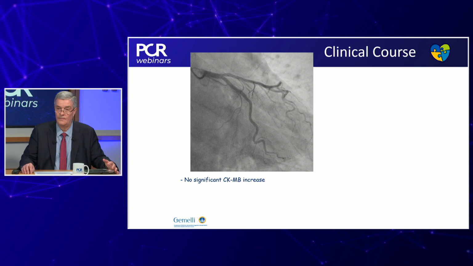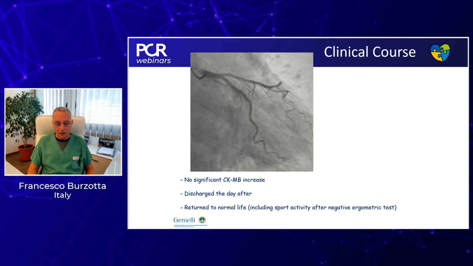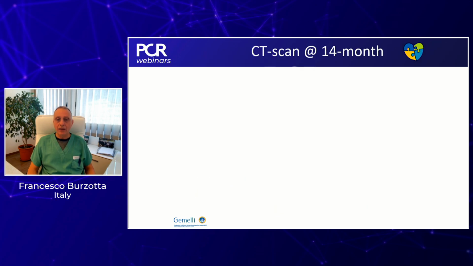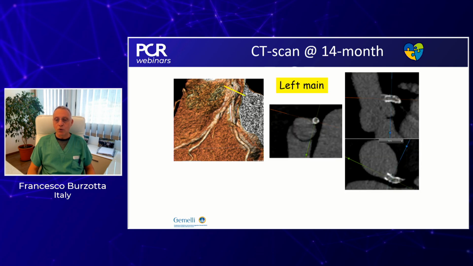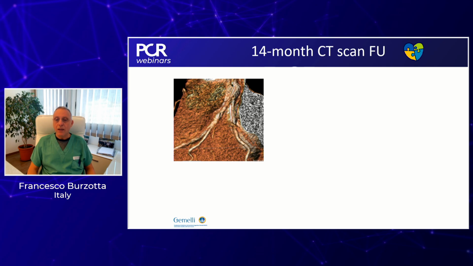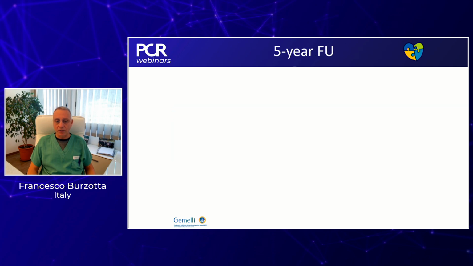This was the clinical course, uneventful. During the hospitalization, the patient returned to normal life, and the CT scan performed 14 months thereafter showed the patency of the left main. You see also the protrusion into the aorta that looks acceptable. And what is interesting is that we have been able to also explore the LAD ostium, which was patent.